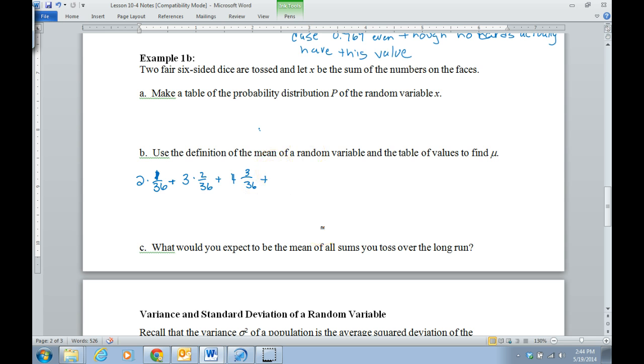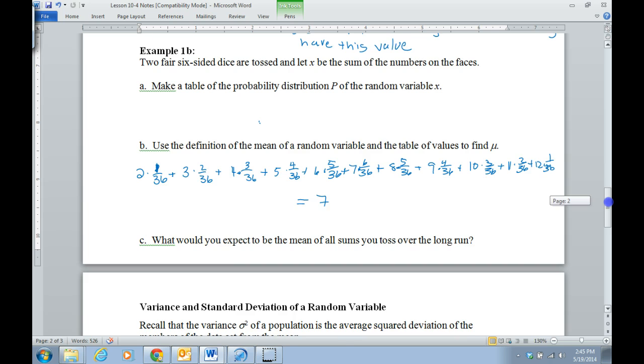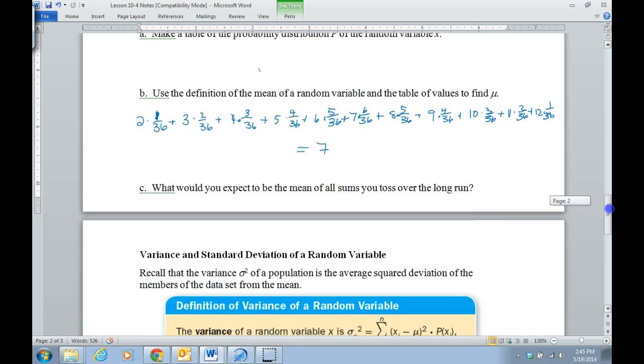Okay, so pause. So here it is. And guess what the answer to that is? How many of you actually calculated it? 7. 7 is right. The other one was a decimal. Yeah, this one just happened to turn out to be a whole number, 7. So it's saying, what would you expect the mean of all the sums you toss over the long run to be? 7. That would be the mean over the long run.